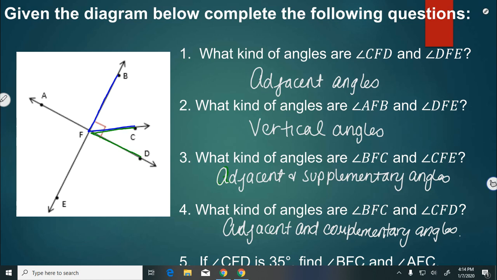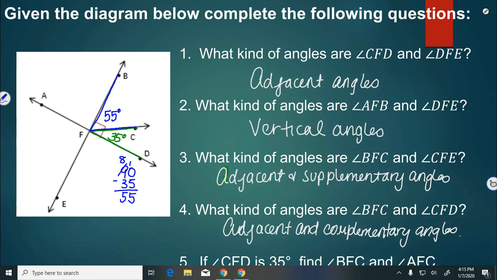So now five says, if CFD is 35 degrees, find BFC and AFC. So again, CFD, C to F to D is this one right here. That's 35 degrees. They want us to find BFC. So BFC is this one here. And we just talked about those two. Those two together form a right angle. So they have to add up to 90. So let's do 90 minus 35. And that gives us 55 degrees.